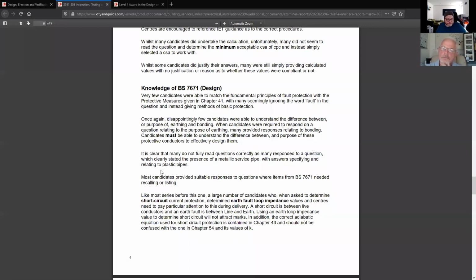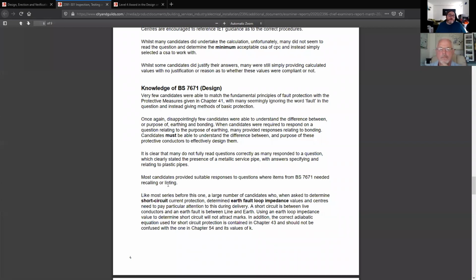Right. It's clear that many do not fully read the questions correctly, as many responded to a question which clearly stated the presence of a metallic service pipe with answers specifying and relating to plastic. So obviously they see that, they're thinking about the regulations and they're going, it's talking about pipes, it must be plastic. RTFQ, read the freaking question. I say that when I do the regs course, I say it on the design course. Read the question once, read the question twice, think of an answer before you respond, read it a third time. You must fully understand that answer. Yeah.